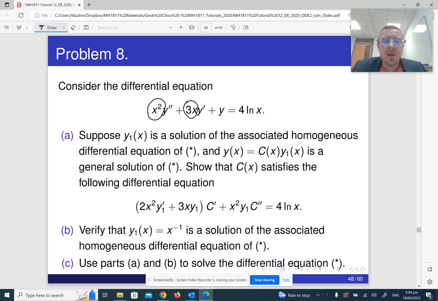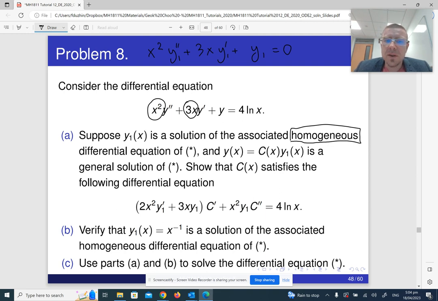In part A, we are supposed to assume that y1 is a solution of the associated homogeneous differential equation, right? So it means the following. If we copy this differential equation, x squared y double prime plus 3x y prime plus y, and substitute y1 as y into this equation, then we're going to get 0. So this is what the word homogeneous equation means.